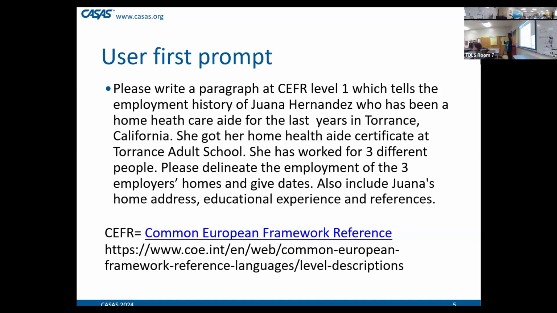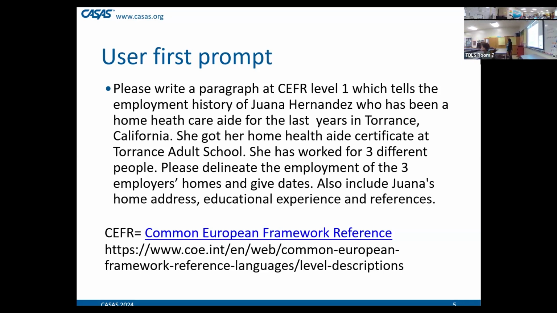So I didn't want to have to come up with all this stuff. I came up with her name. I came up with Torrance Adult School. I came up with the fact that she's a healthcare worker, but I put all this in. And this will be interesting, the CEFR level. That's the Common European Framework of Reference, because I was told by a colleague that ChatGPT knows the Common European Framework.